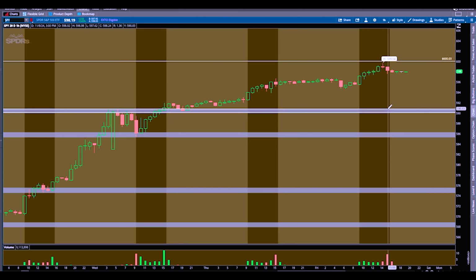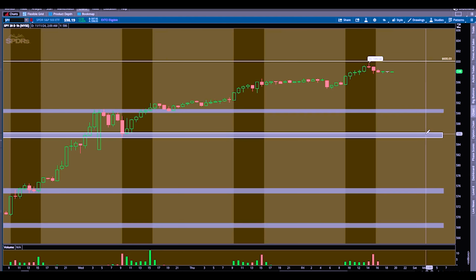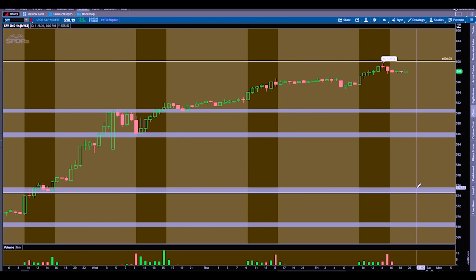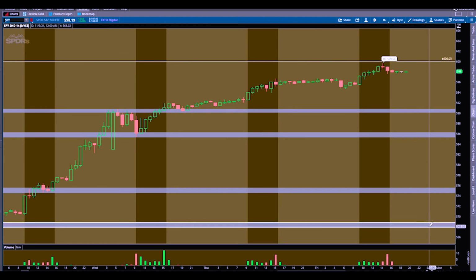So 590 to 590.8 is the closest bounce area I like. If we push down, I will watch this for a bounce. Next area is down here around this 586. Could be a possible bounce area as well. Going to watch that. You get the picture. Then the next one around this 575.5 to 574.4. Then below that, probably my favorite zone we have this week, down around this 568.